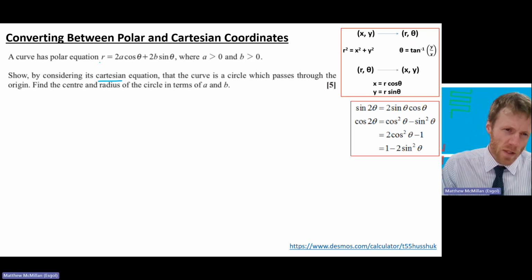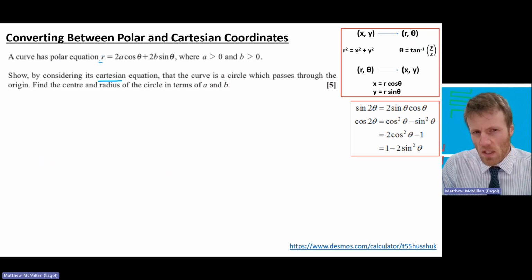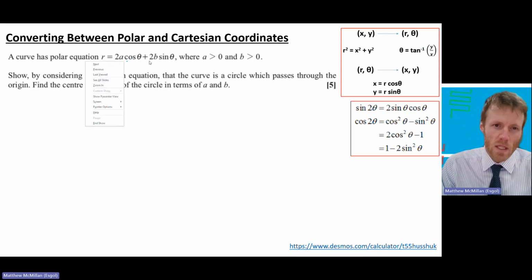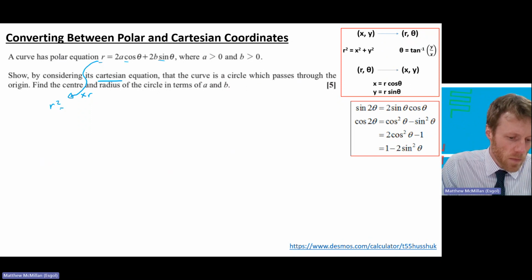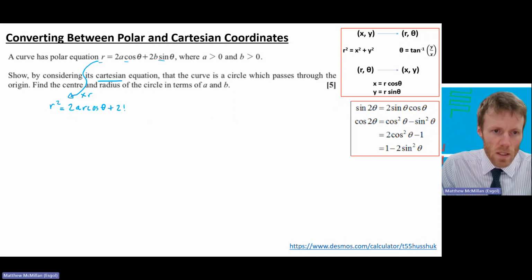Now I'm looking at the r and I might be thinking, well, maybe if I just square both sides that would introduce an r squared. The trouble is if we square both sides, it's not introducing r cos theta and r sine theta, which is what I'm going to want. What I want to do then is times everything by r here. So the r will become r squared. The 2a cos theta will become 2ar cos theta. And the 2b sine theta is going to be 2br sine theta.